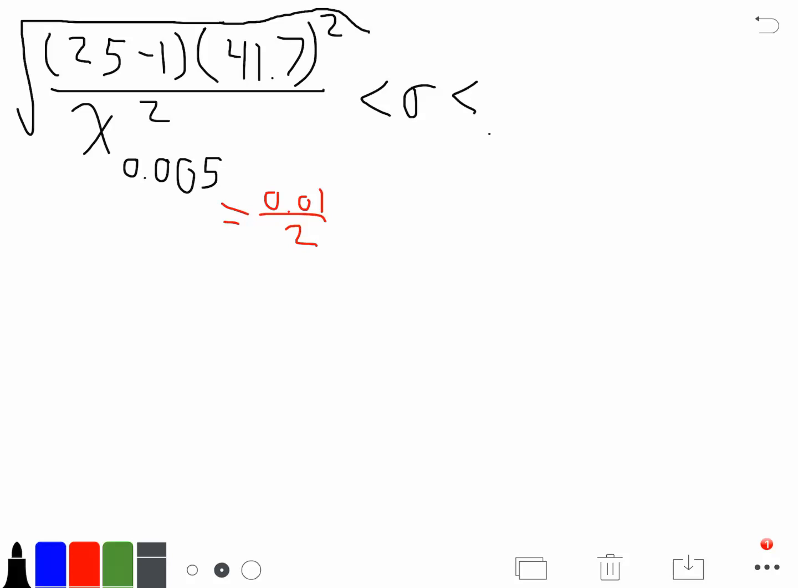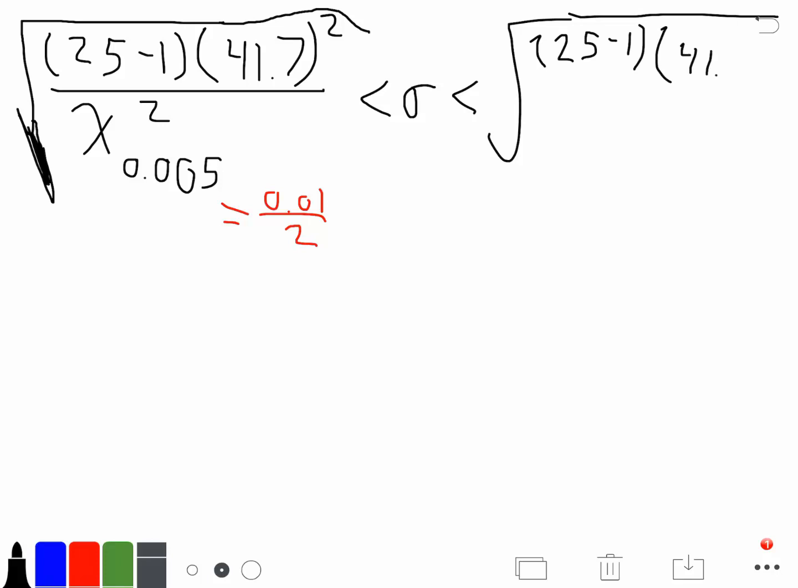That's less than sigma, which is less than the square root, and again, make sure your square roots cover everything. So it is the square root of 25 minus 1 times 41.7 squared over chi sub 0.995. It was just 1 minus 0.005. And of course, remember your square.